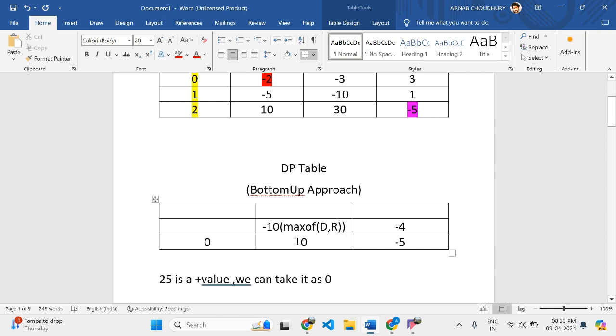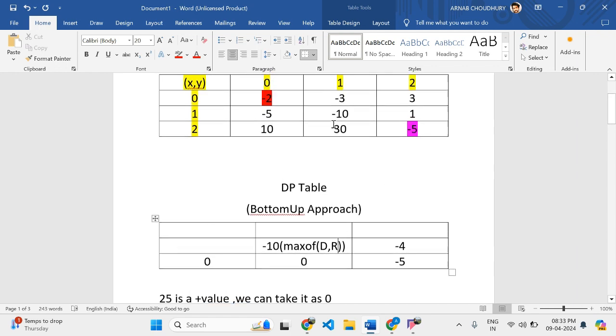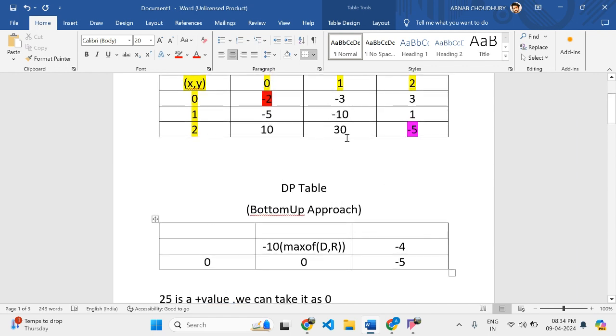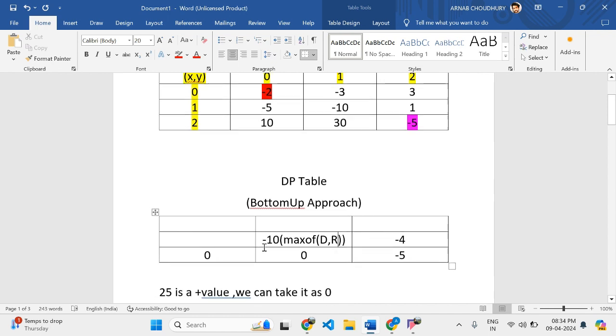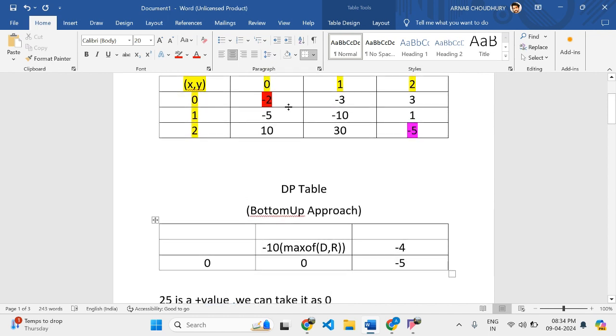So this is minus 4 and this is 0. So the maximum of 0 and minus 4 is what? 0. So 0 plus the initial value of the cell, which is minus 10. So 0 plus minus 10 is minus 10. Okay. Similarly, now what we are going to do is we are going to calculate for minus 5.